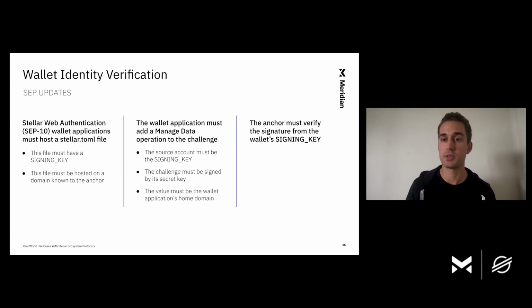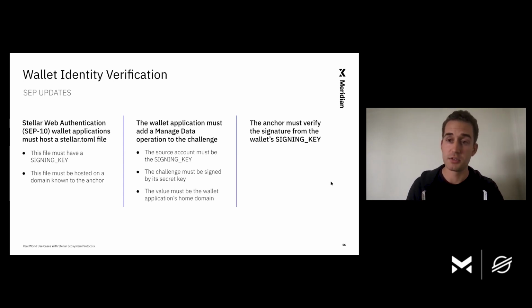And so when the anchor receives this transaction, after it's been signed by the wallet, they can look at the signing key in the additional manage data operation and verify that there's a signature on the transaction that matches that public key. And then they can therefore tie that public key back to the wallet's domain, because the wallet provided it in an earlier API request. So in that manner, the signature on the transaction can be tied to the signing key of the wallet, and the anchor therefore knows who the wallet is and who they're interacting with.